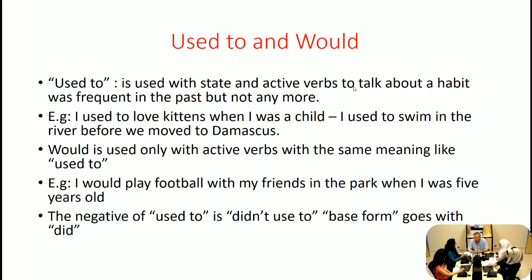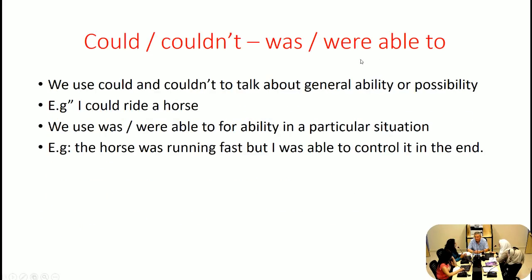Okay, about the negative form. Our advice to the students, if they are not sure which one to use: used to. It's always correct. About the negative form of used to, we use didn't use to, because in this case we have didn't, and with did we use the base form infinitive verb. So, didn't use to, the base form goes with did. And of course, with would, it's wouldn't.